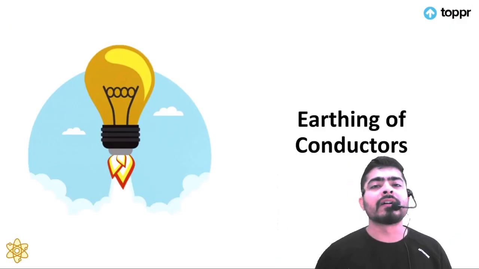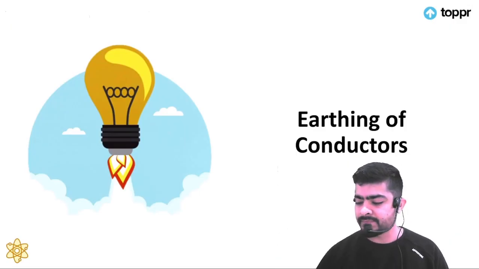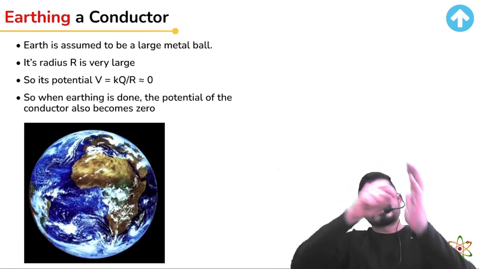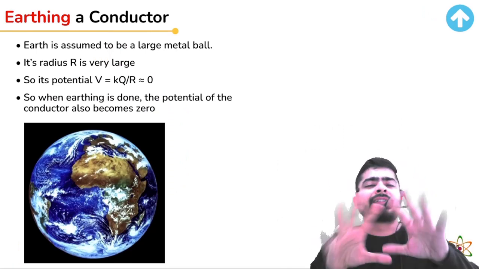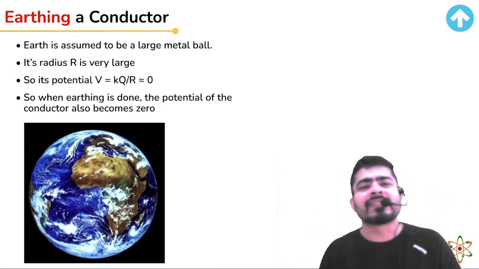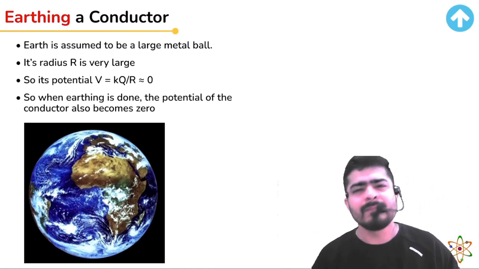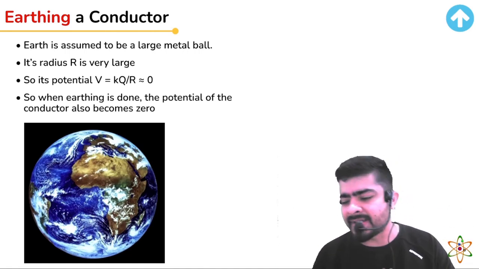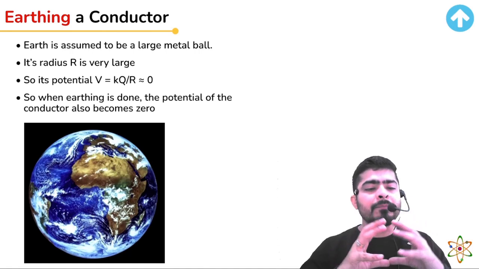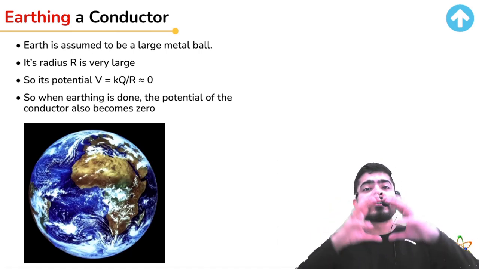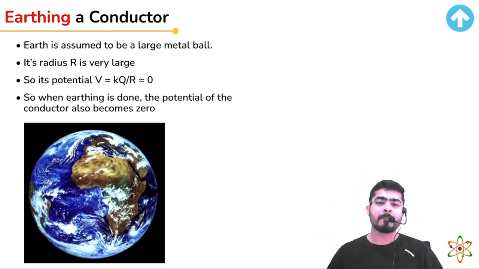So now we come to the earthing of conductors. So what do you mean by earthing? Earthing generally means that we are connecting a conductor directly into the earth. That's the actual meaning, but sometimes we use this word for many other situations as well. We will not go into that right now, we don't need that. For now, just understand that earth is a very huge, very large metal ball.